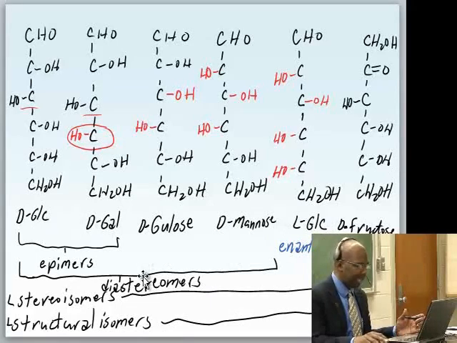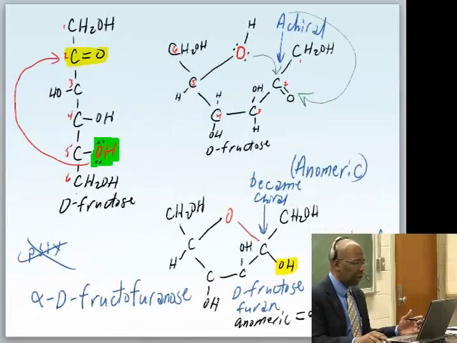And then we talked about stereoisomers that are not mirror images. They're called diastereomers. And then we talked about stereoisomers that only differ in one chiral center. Those are called epimers. For example, D-galactose is a 4-epimer of D-glucose. So we did this last time, and we also closed the ring of fructose.